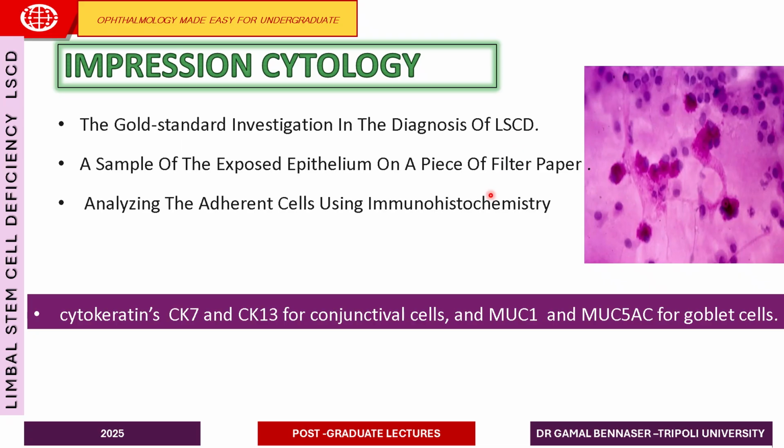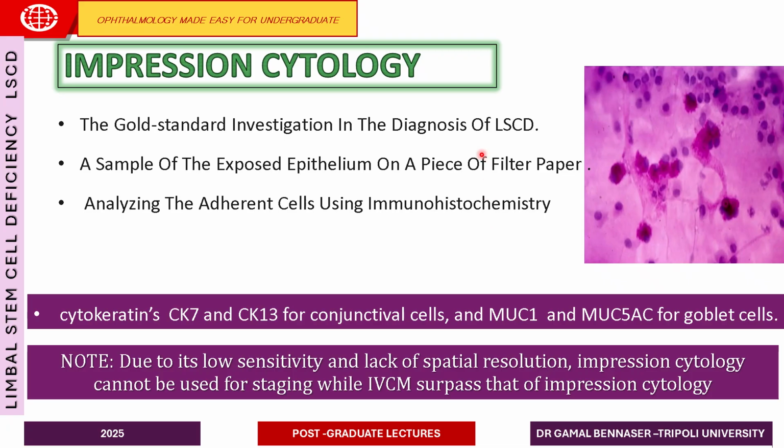However, sometimes in advanced disease, you will not find goblet cell markers especially, so this will not exclude the presence of limbal stem cell deficiency. In the presence of extensive fibrosis, you might not find goblet cell markers, but this doesn't rule out limbal stem cell deficiency. The famous markers include cytokeratin 7 and 13 for conjunctival epithelium, and MUC1 and 5 for goblet cells.